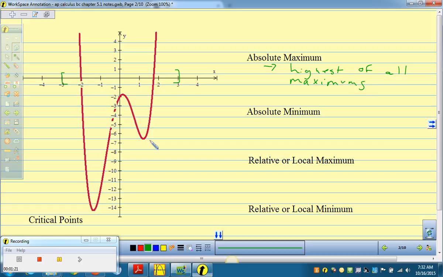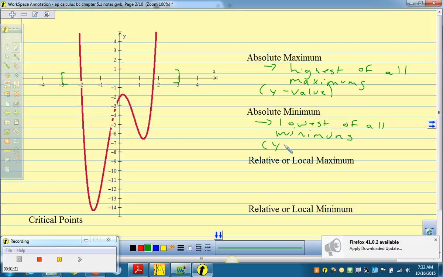All right, and then an absolute minimum would be the lowest, and we're looking at y values when we talk about these absolute maxes and mins. The lowest of all, the minimum. Okay, and we want to remember, when I ask for a maximum, I'm asking for the y value. Same with minimum.